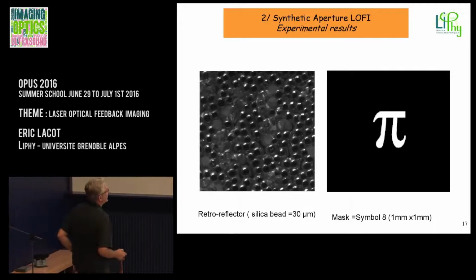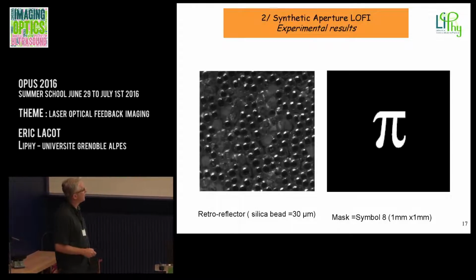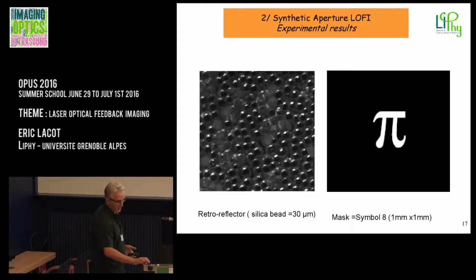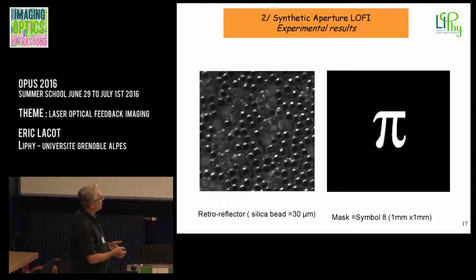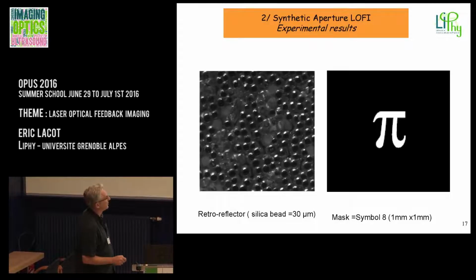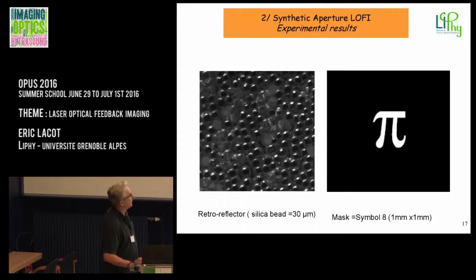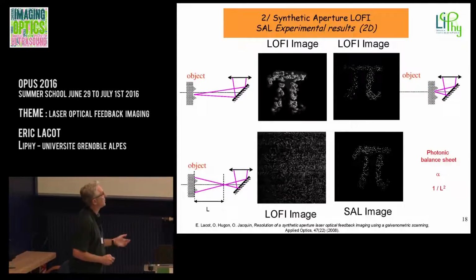And the target under investigation is composed of silica beads with a diameter of 30 micrometers. The silica beads are located behind a P-shaped hole with a dimension of typically 1 millimeter in height and 1 millimeter in width. And we have obtained different images with this target.